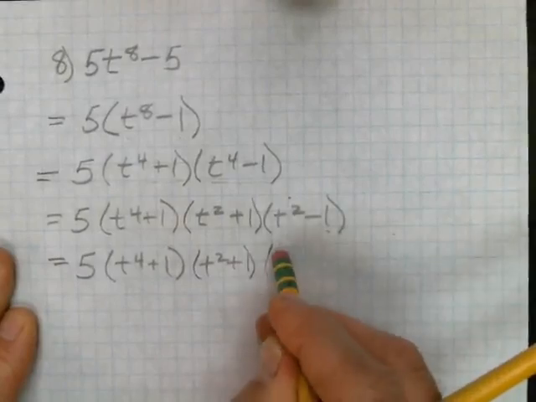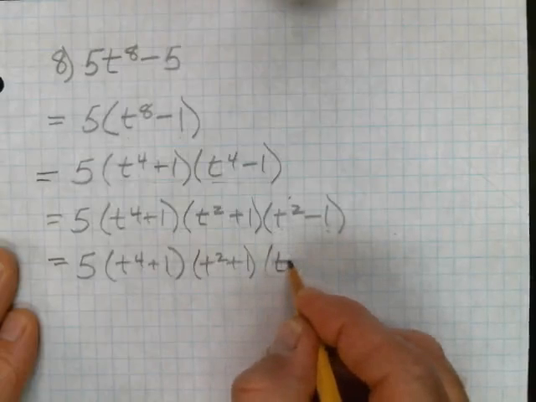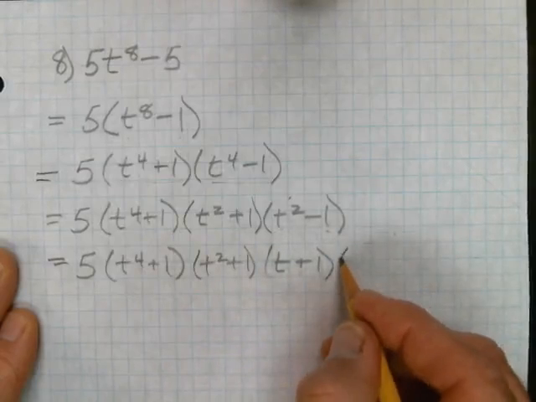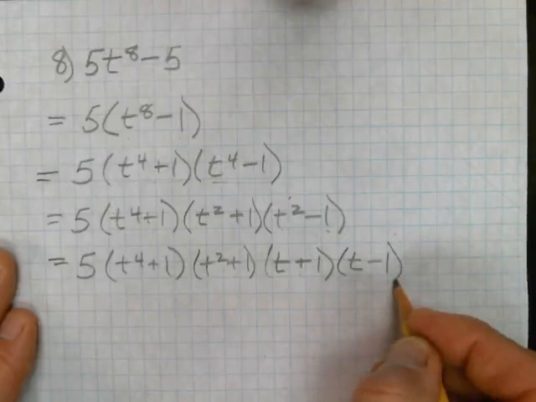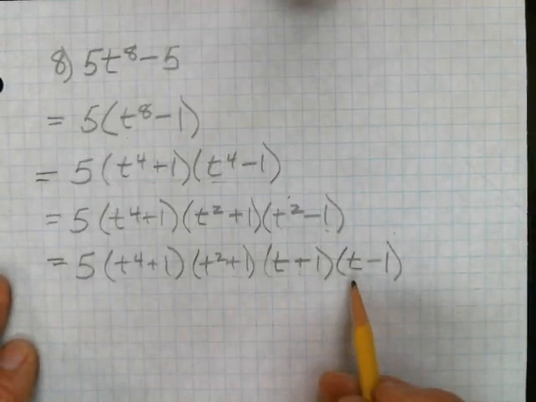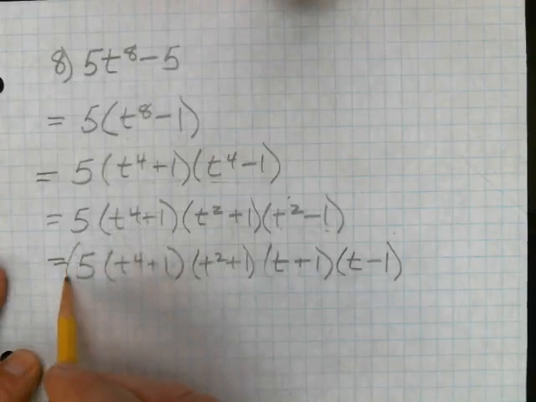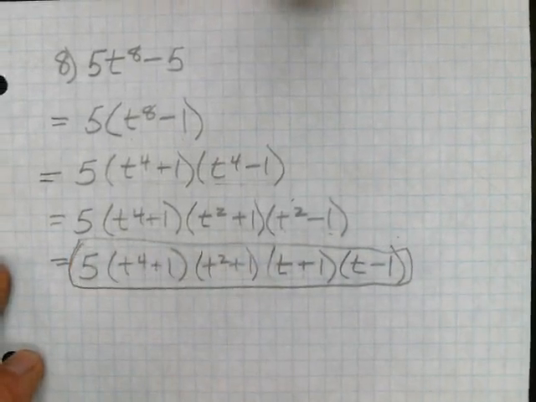Let me get a better eraser. And this is going to be t plus 1 times t minus 1. Okay? t is not a perfect square, so I'm done now. Okay? And so this is my whole answer to this one. So as you can see, they can get very long.